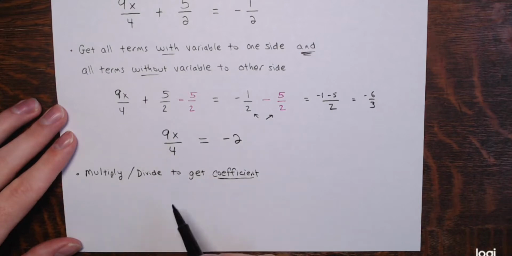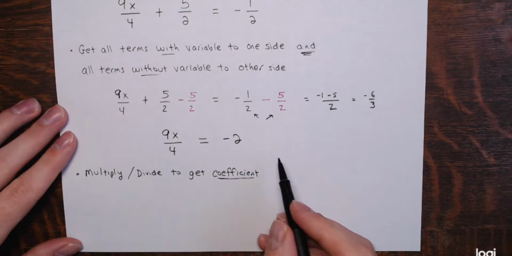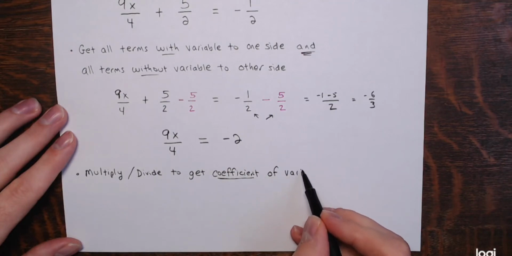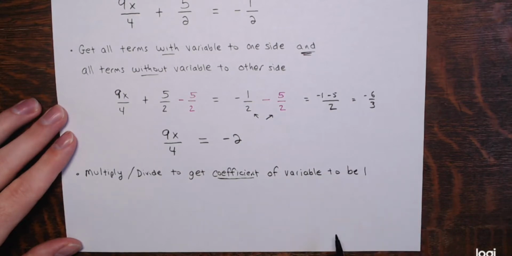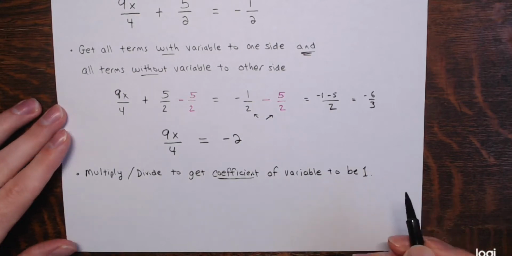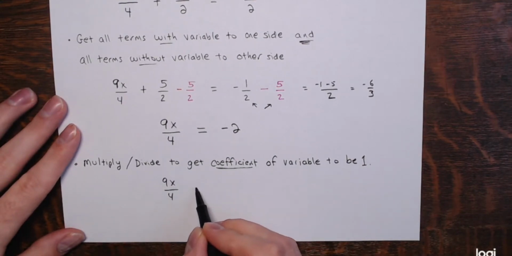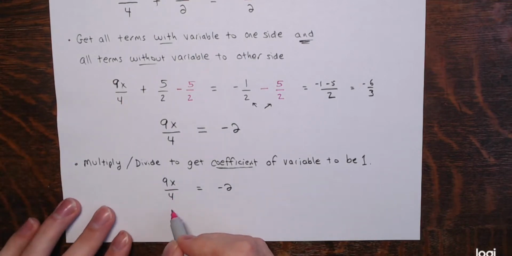Like right now, the number attached to the variable is 9/4. I want it to be 1. So to get the coefficient of the variable to be 1, right, the number 1. Alright, so again, here's the equation right now. And to get that, you can divide by the number, right? Any number divided by itself. 9/4 divided by 9/4 is 1.